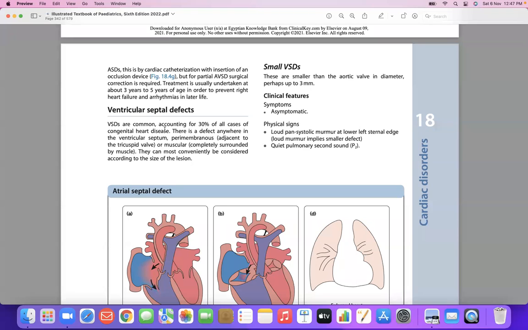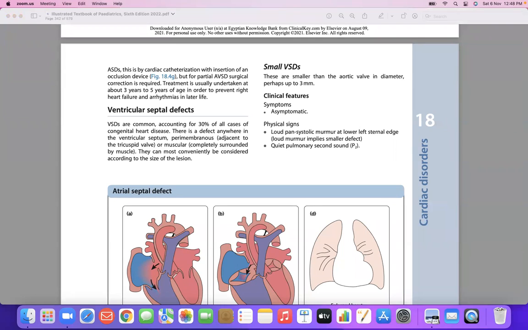So here VSDs are common, accounting for 30% of all cases of congenital heart disease. There is a defect anywhere in the ventricular septum, we should know this. Perimembranous, that is adjacent to the tricuspid valve here, or muscular, completely surrounded by muscle. We know that here the VSD we will have usually like this.